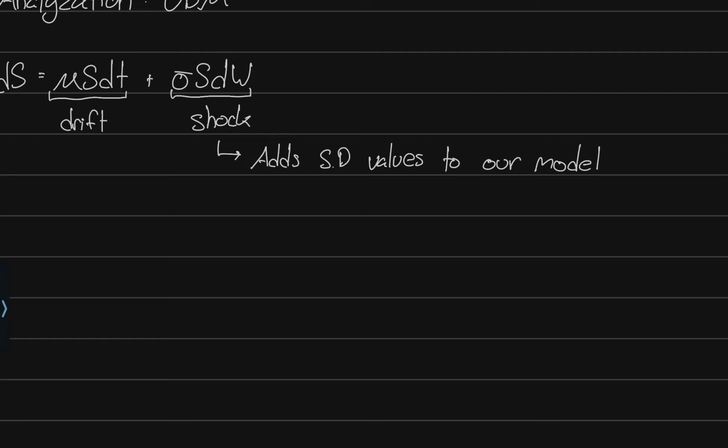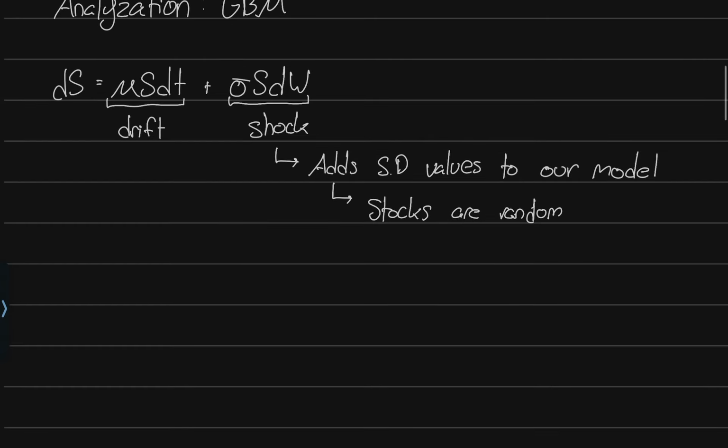And why do we choose to do that? Well, for this reason: stocks are random. So this is just the drift of where it's going to tend to go. Even if we choose a really good constant for drift, it might not be enough information, but we can extract more information by adding our shock term.